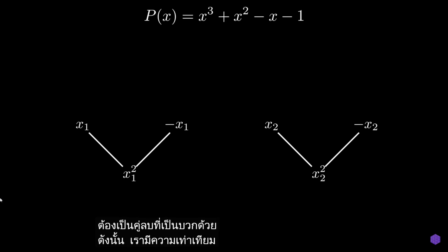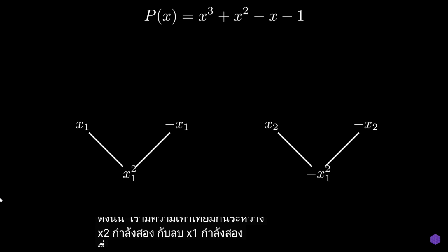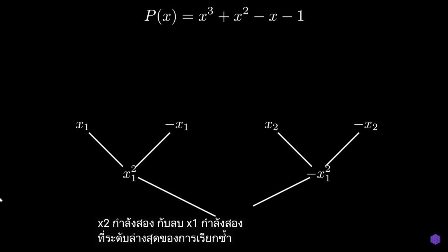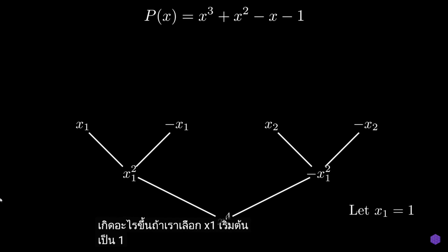So we have an equivalence between x2 squared and negative x1 squared. At the bottom level of the recursion, we'll have a single point x1 to the power of 4. Now what's nice is that we get to choose these points. Let's see what happens if we pick our initial x1 to be 1.